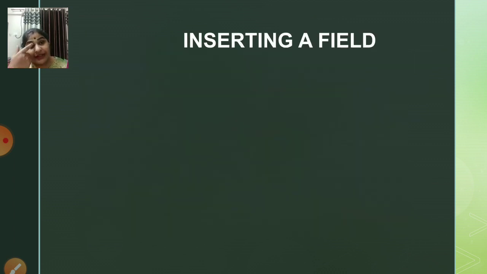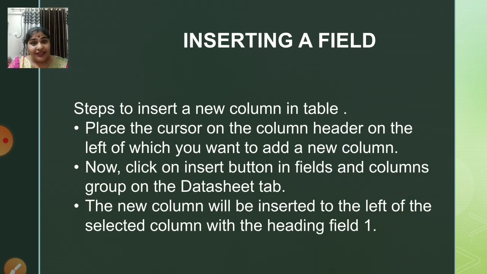Next one, children, is inserting a field. Now suppose while making a table or when working on a table, you feel that a few more fields or any particular field is required more in that table. So at any point of time you can insert a field in the table, children. So these are the steps to insert a new column in the table, children, or insert a field. Fields are nothing but columns, right?